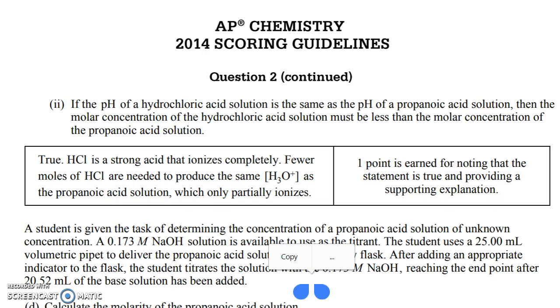It's not big. So a student is given the task of determining the concentration of this propanoic acid, and you have a 0.173 molar sodium hydroxide as your titrant, 25 milliliters of propanoic acid. After adding an appropriate indicator, the student titrates, and the end point is at 20.52. How do you determine the molarity of the propanoic acid given that info? What do you do?